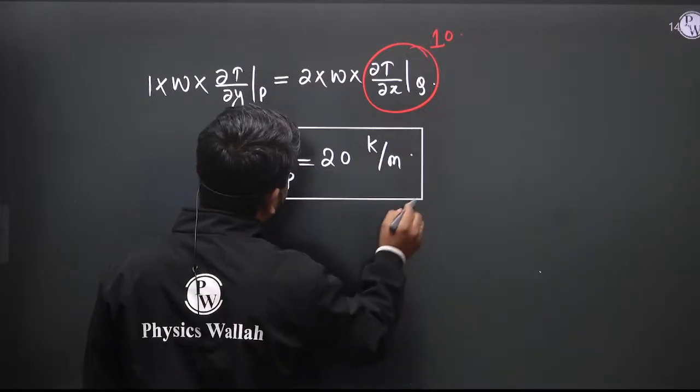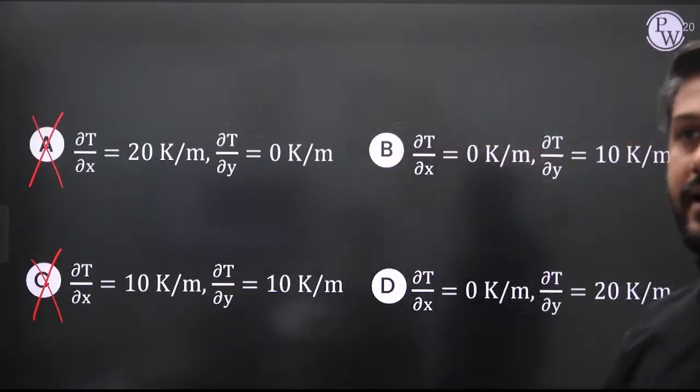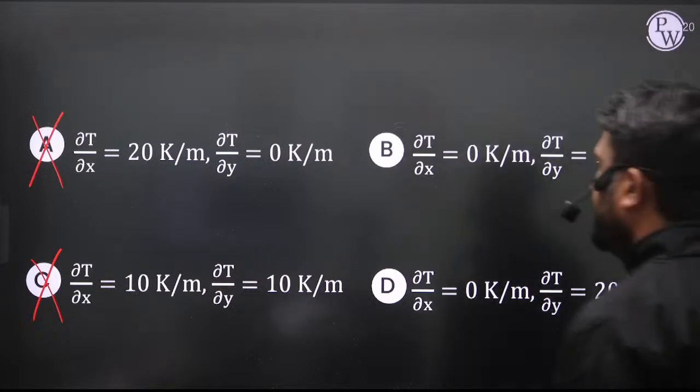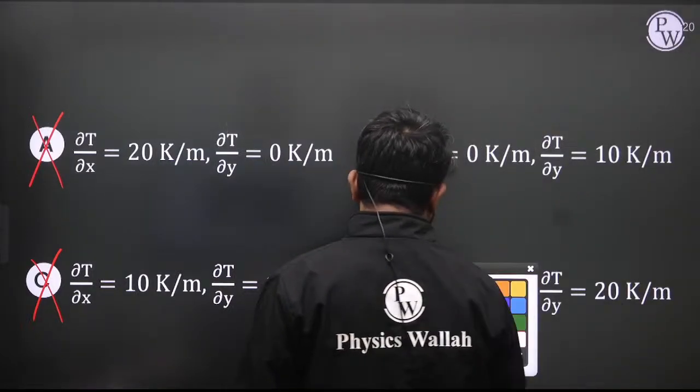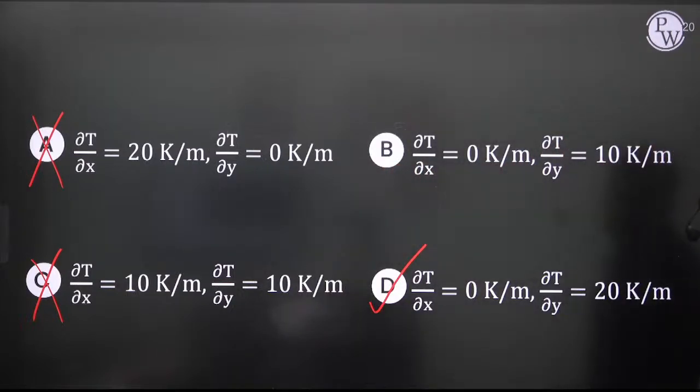So the correct answer is option D. Option D is the correct one. Is it clear to everyone? Correct option is option D.